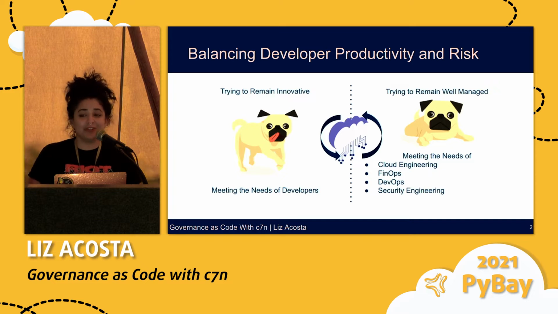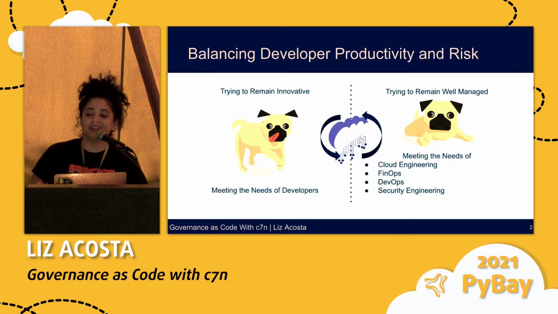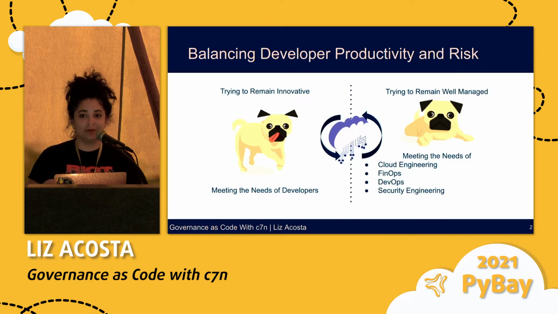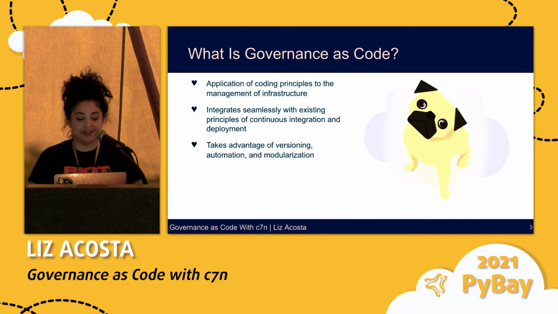So the question becomes, how do we meet the needs of developers and the needs of a well-managed cloud without hindering productivity, right? This is a problem that governance as code can address. So let's talk about what governance as code is, right?